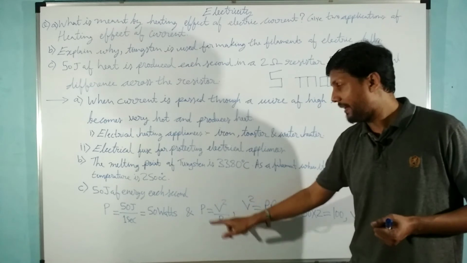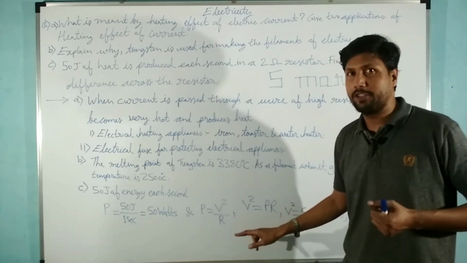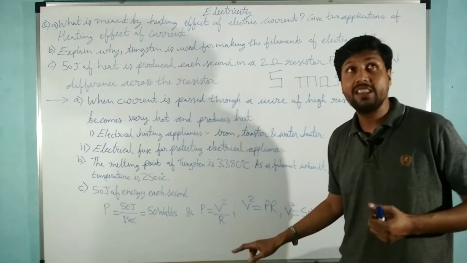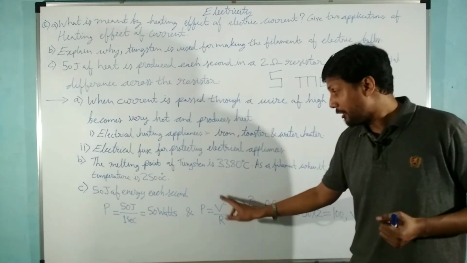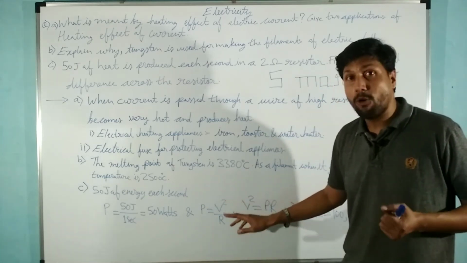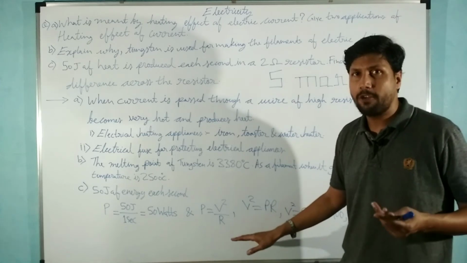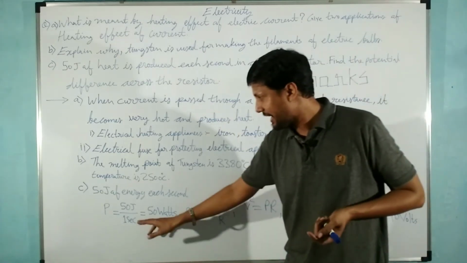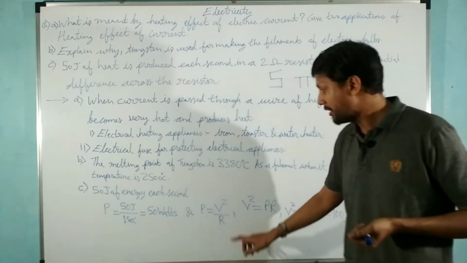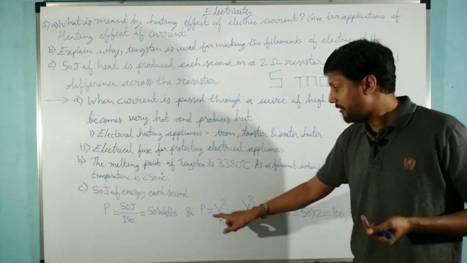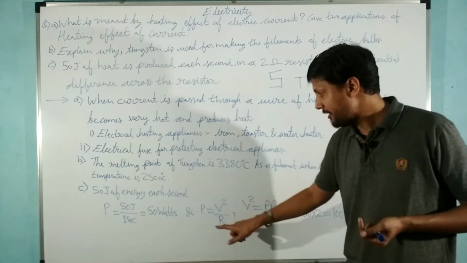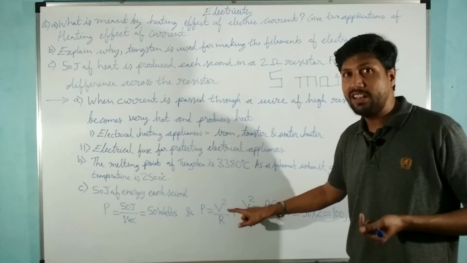If you are not able to find this, go to the first video of this playlist. I'm giving you the link in the I button also. In that, I've explained the 4 different formulas of power. The basic formula is P is equal to W by T, that is work done upon time. This is also one of the formulas. So here we have the relationship between power, resistance as well as the potential difference.